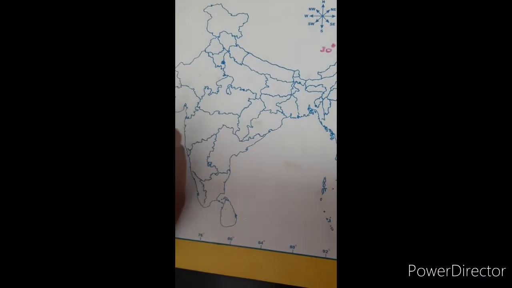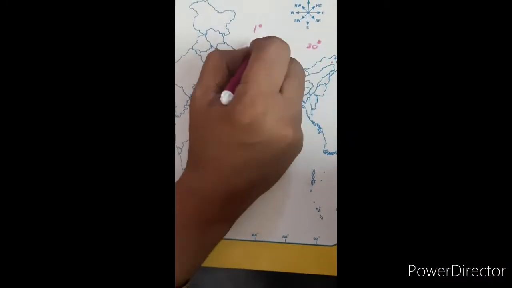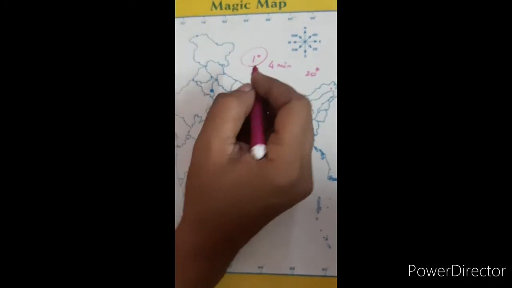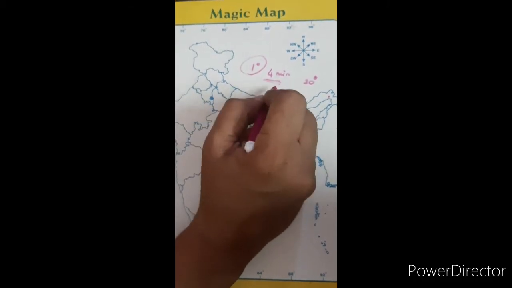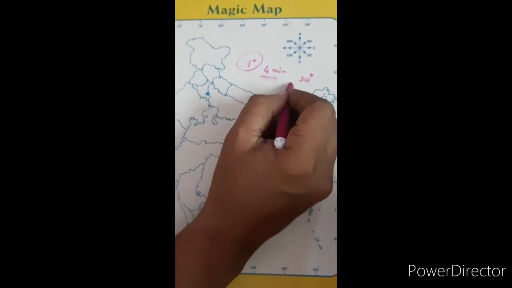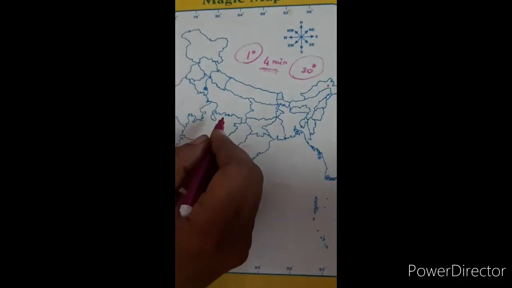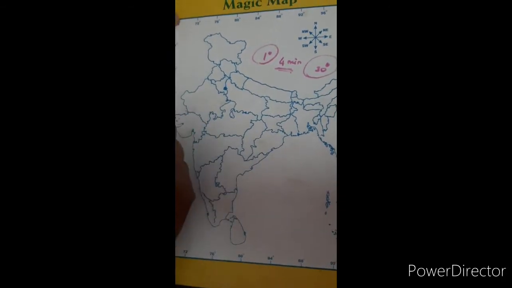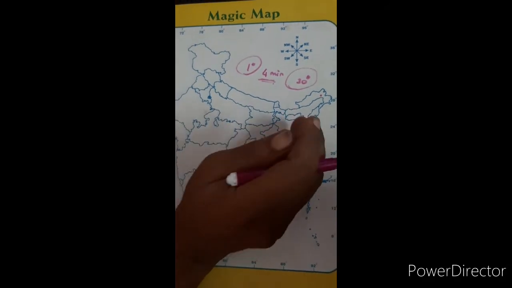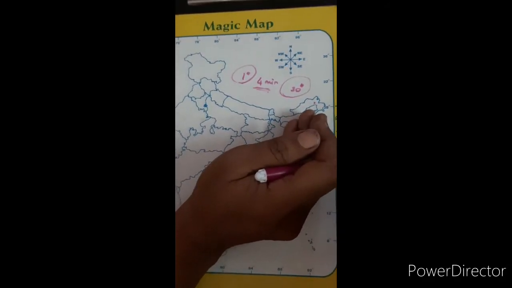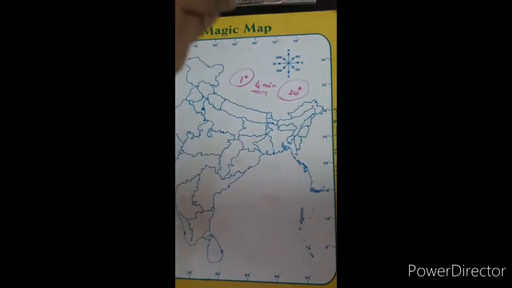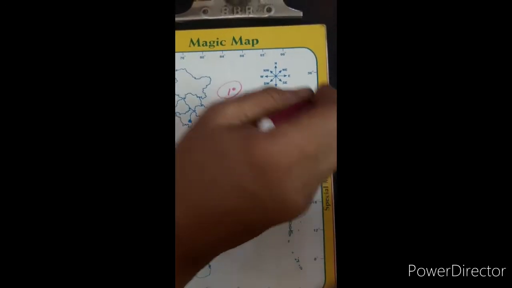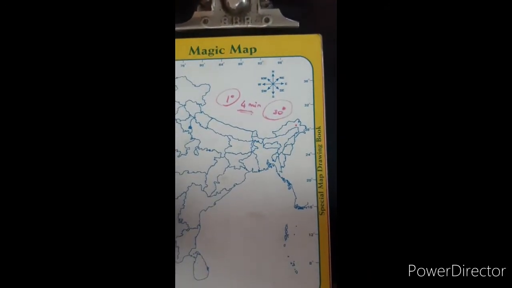A difference of 1 degree longitude will make a difference of 4 minutes. But how much do we have there? A 30 degree longitudinal difference between Gujarat and Arunachal Pradesh. That means the time varies from Gujarat to Arunachal Pradesh. Arunachal Pradesh is on the east side, isn't it? So the sun rises about 2 hours earlier in Arunachal Pradesh when compared to Gujarat.